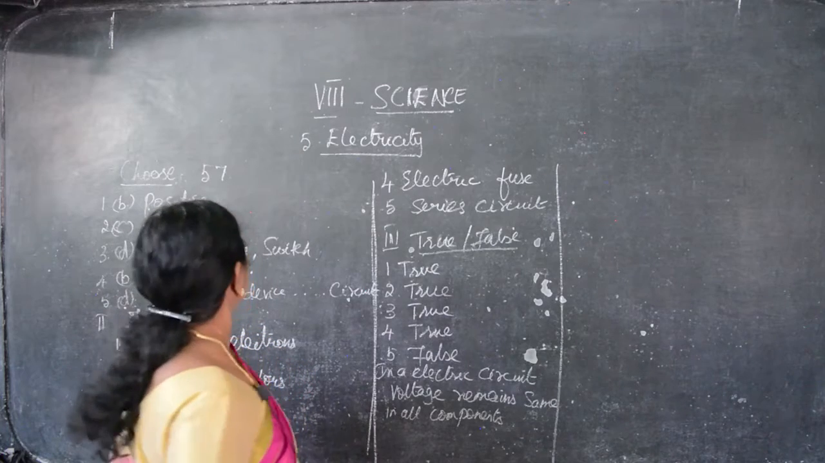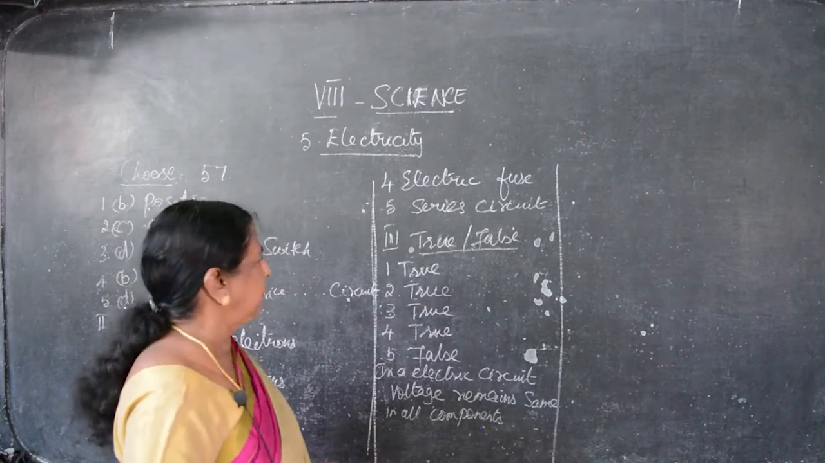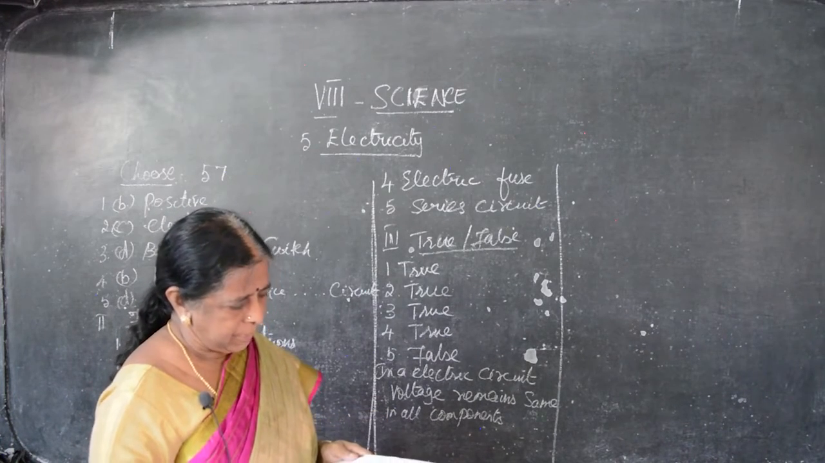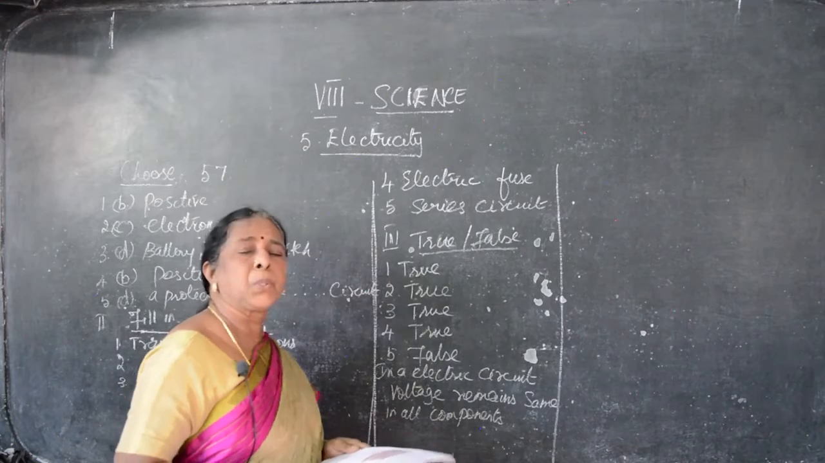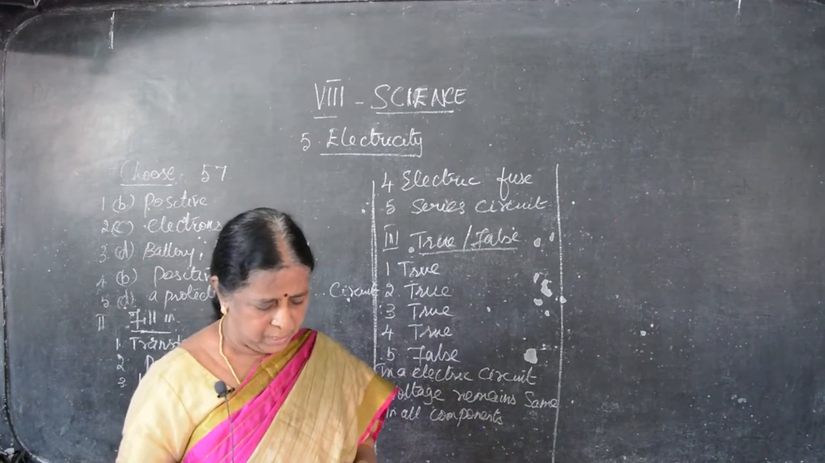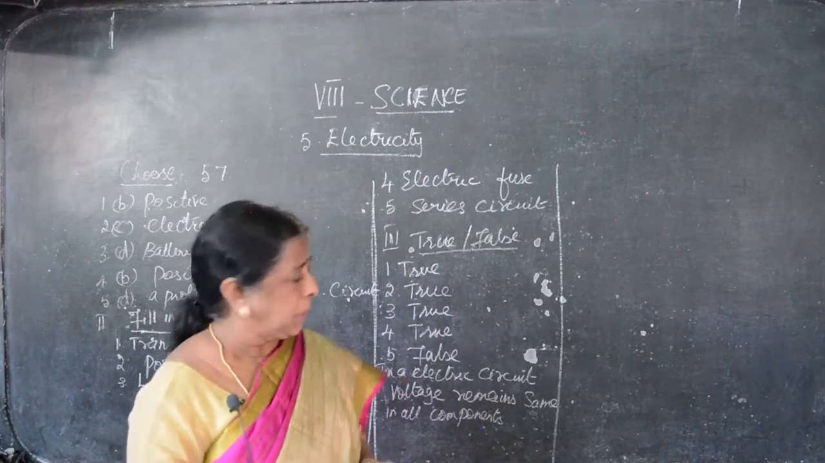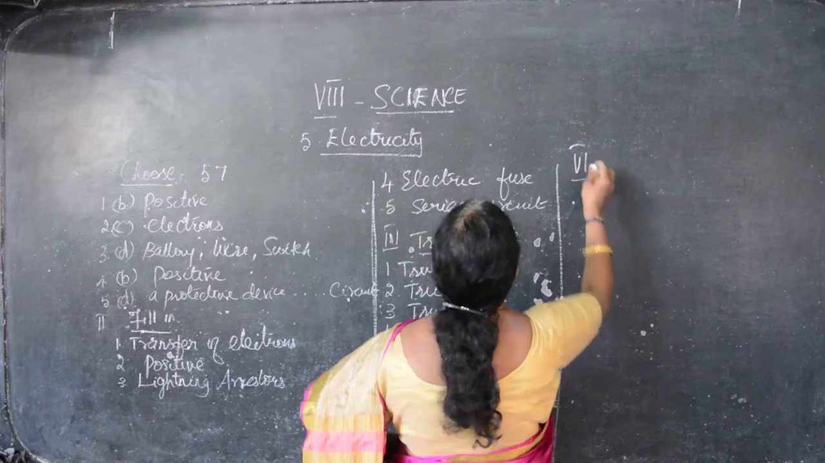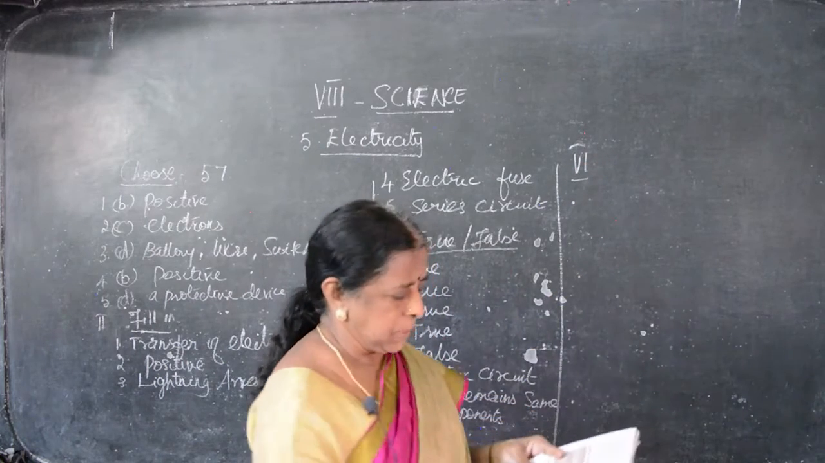So, we have completed choose, fill up and true or false. Next, we have to go for give reasons. Give reasons you have to copy in the classwork notebook. Then before going for the give reasons, we have to go for assertion and reason. Roman number 6 you say. Fifth one I will be writing on the board, children. Okay? Roman number 6.